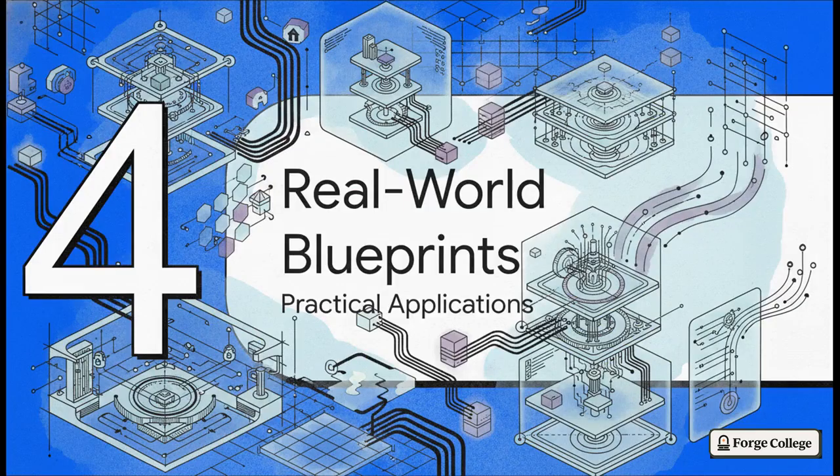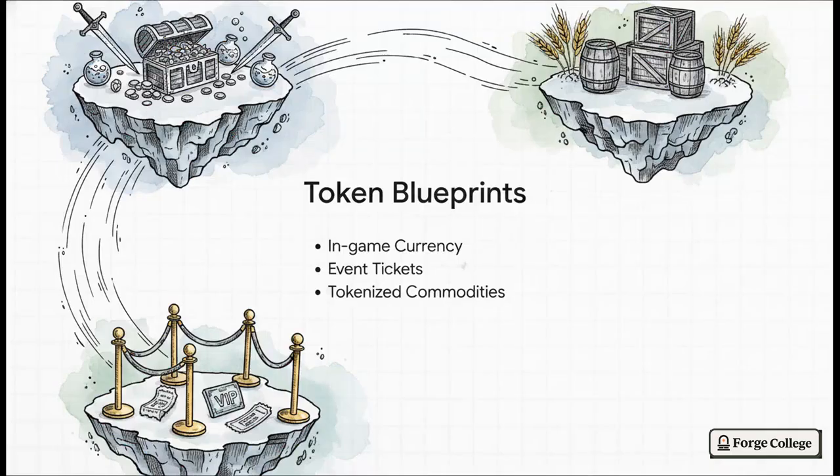All right, let's make this concrete in Section 4, Real-World Token Blueprints. Abstract grids are fun to think about, but let's look at how these strategies actually combine to create real-world applications. We're going to look at 3 very distinct use cases that map perfectly to the 3 ID strategies we just discussed: massive in-game economies, complex event ticketing systems, and global tokenized commodities.